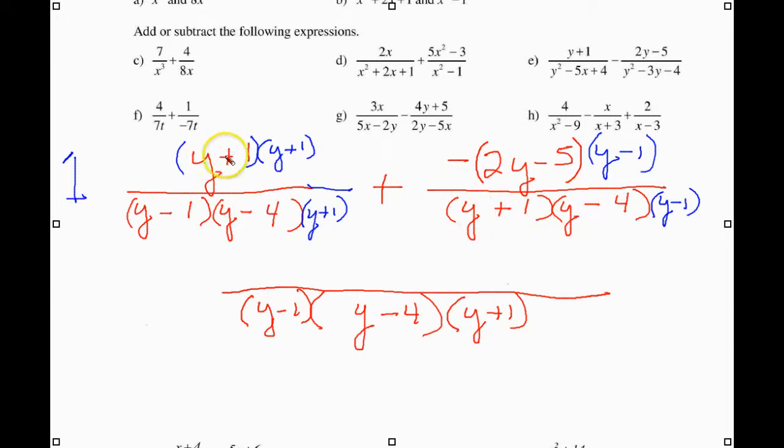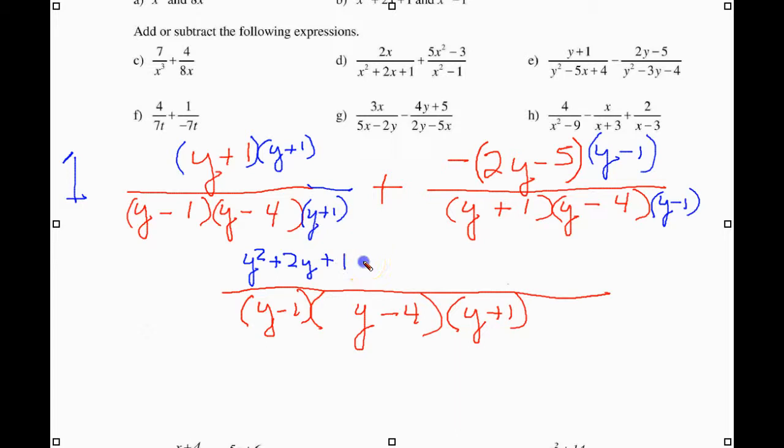So what do I need to do now? Well, I need to FOIL here. And keep in mind this is a binomial here, so I can just do that one. This is going to be y squared plus 2y plus 1. Just foiling that.